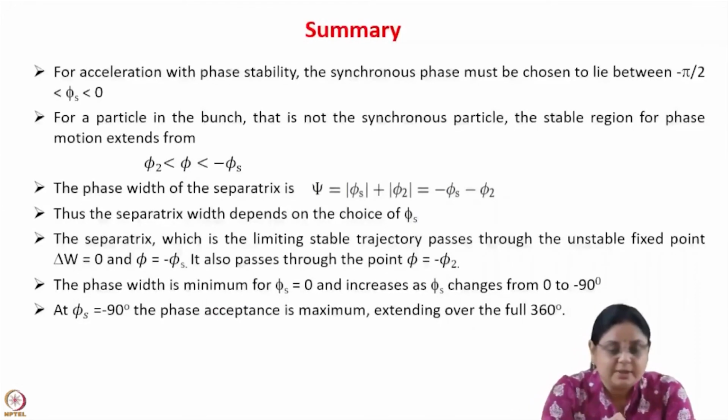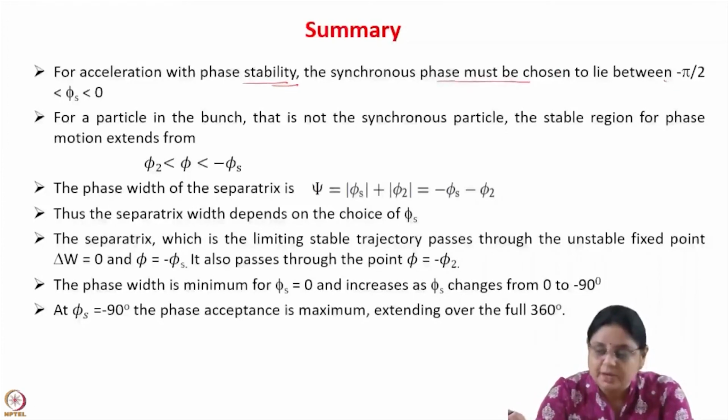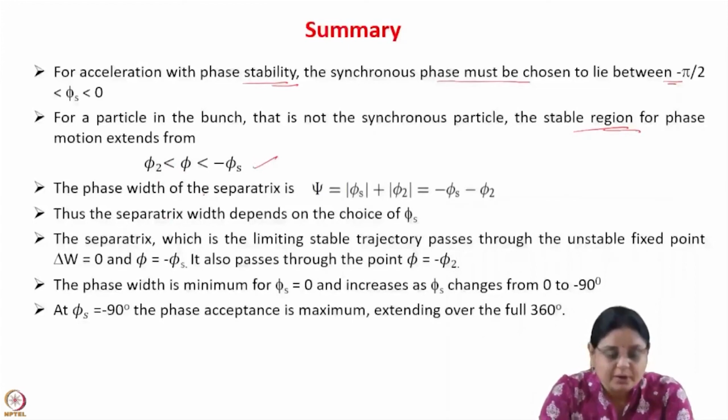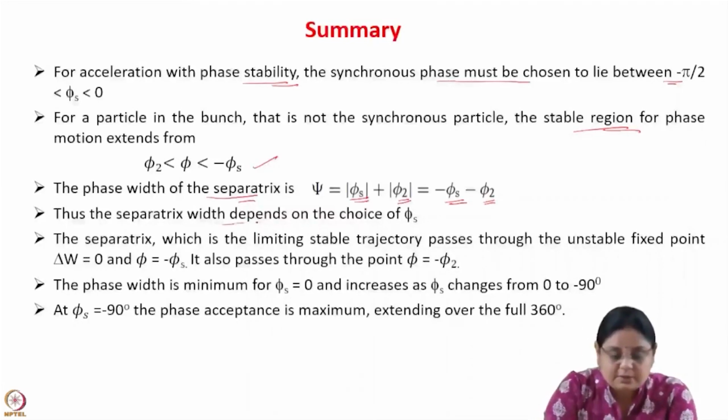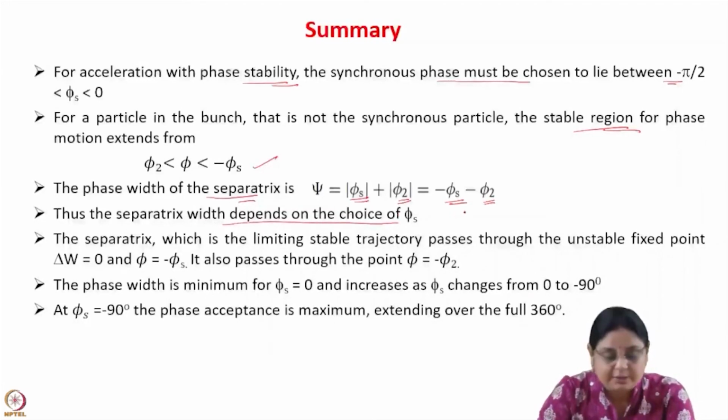So finally summarizing, for acceleration with phase stability, the synchronous phase must be chosen to lie between minus pi by 2 and 0. For a particle in the bunch that is not the synchronous particle, the stable region for phase motion extends from phi 2 to minus phi s, and this phi 2 is a function of phi s. So if you know phi s, you can calculate phi 2. The phase width of the separatrix is given as modulus of phi s plus modulus of phi 2, which is minus phi s minus phi 2. So the phase width depends upon the choice of phi s.